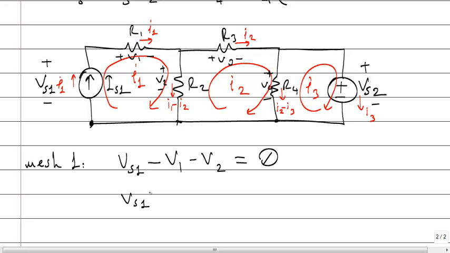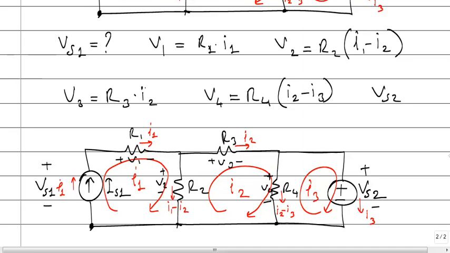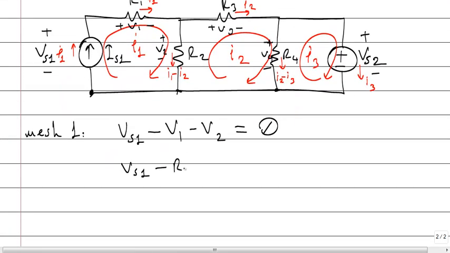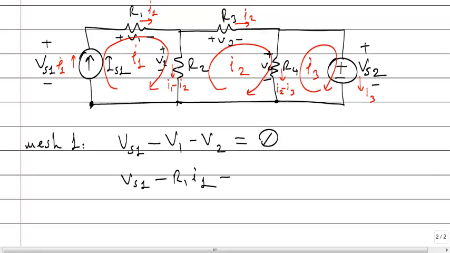V source 1 minus V1. What's V1? Voltage of a resistor. Look here. V1 is R1 I1, minus V2. V2 is R2 times I1 minus I2. I have returned to the same point. Summation is 0. Similarly, I have to write all mesh equations in terms of mesh currents.